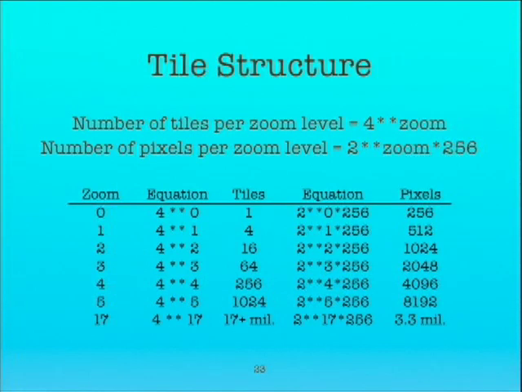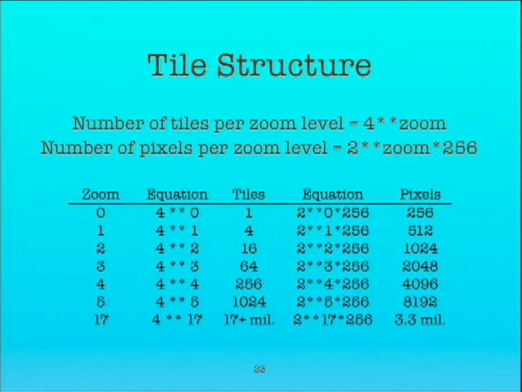And here it is as a table. You can see once you start building up in zoom levels, like down at zoom level 17, there are an awful lot of tiles involved, and a tremendous amount of pixels. 17 million tiles at zoom level 17, 17.3 million or something like that. That's a lot of tiles. That's why it's very difficult to deal this data out on a world basis and why you need somebody like Google to do it.